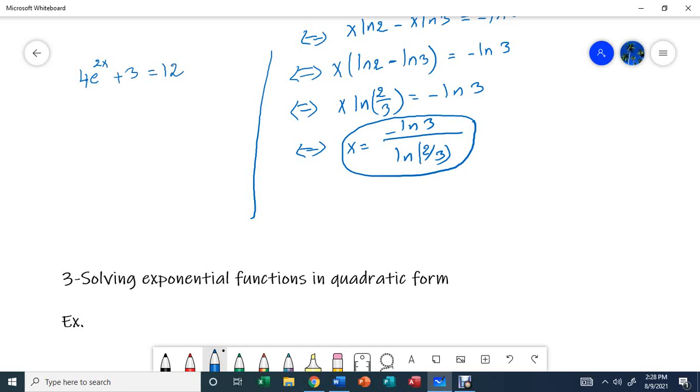So first step, subtracting 3 from both sides, so I end up with 4 e to the power 2x equals 9. So 12 minus 3 is 9. Now I'm gonna divide both sides by 4. I get 9/4. Now I'm gonna apply natural log to both sides, equals ln of 9/4.